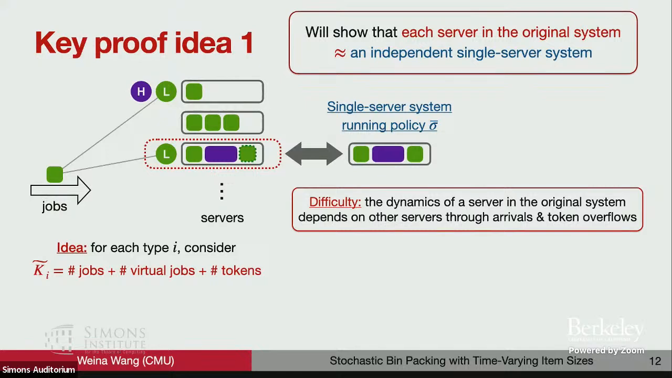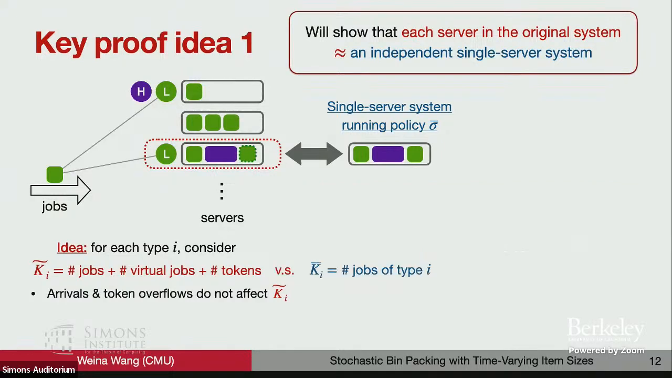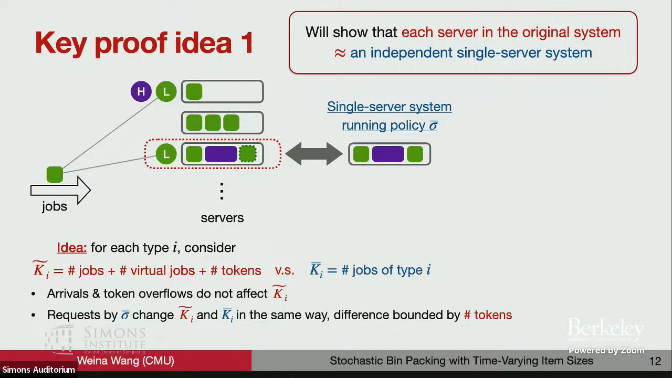Okay, and now, yeah, that is my question. I forgot to show this question. So the arrivals and token flows do not really affect this k tilde. Now let's compare this with k bar, which is the number of type i jobs in the single server system. And we want to show they are close, right? What I described is the arrival part of the dynamics. There are some other parts where, for example, a request to the single server system will generate a job here and generate a token here. So it changes them in a similar way.